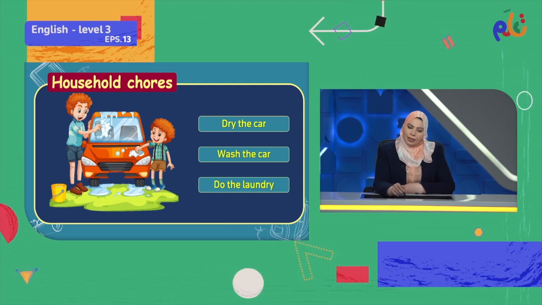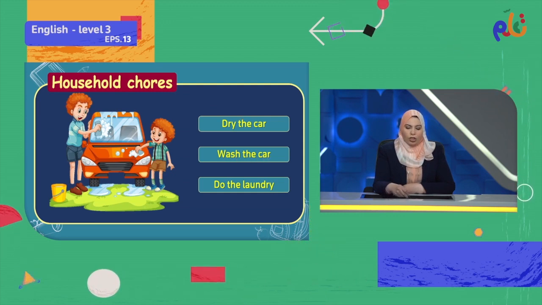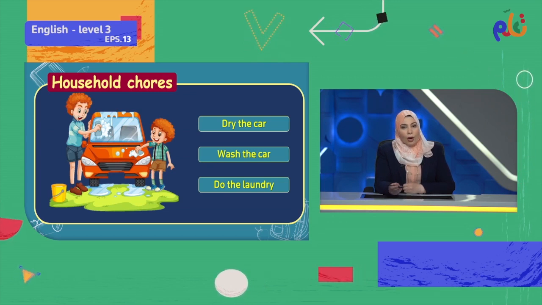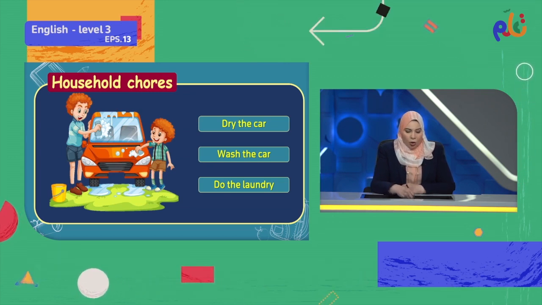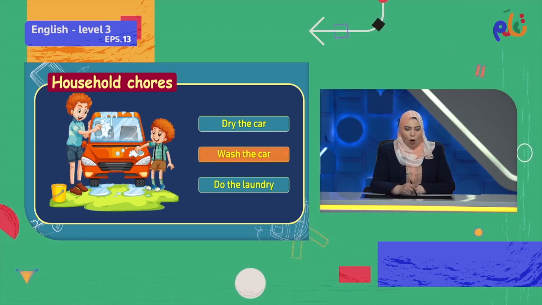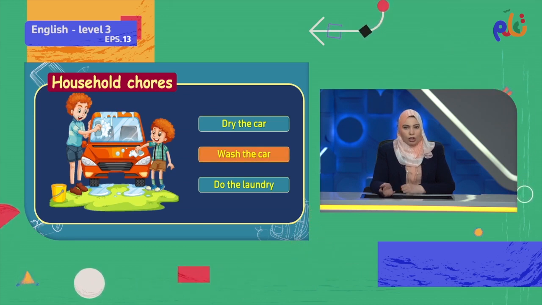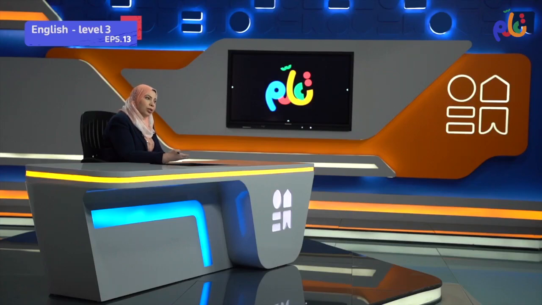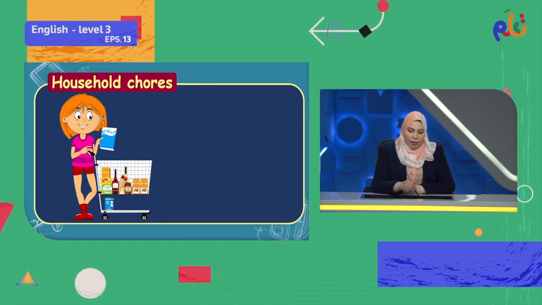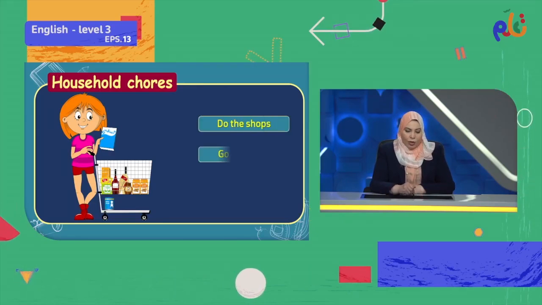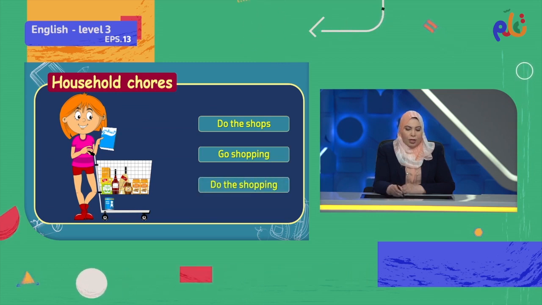So which one is it? Dry, wash, or do the laundry? Let's look at the picture. So here the boy is helping his father wash the car. So he's washing the car. And this is another duty that we can add to our list. And we also have this girl here. And we have three different options.